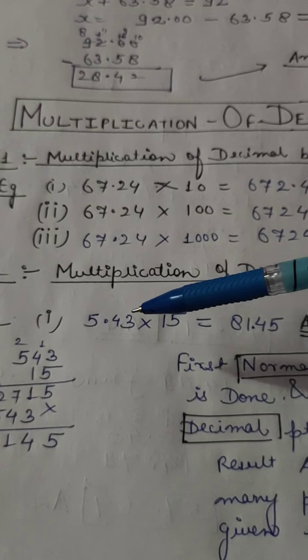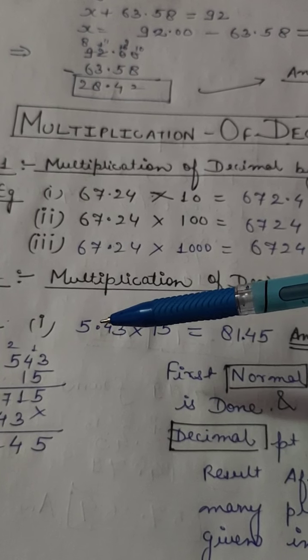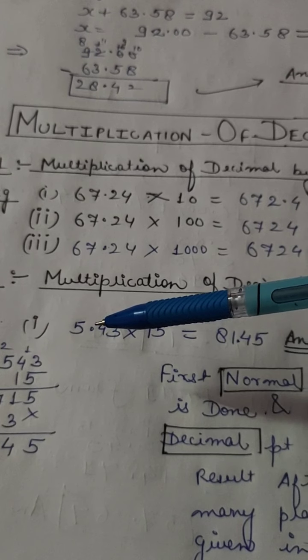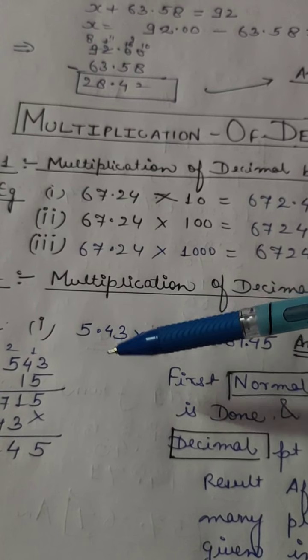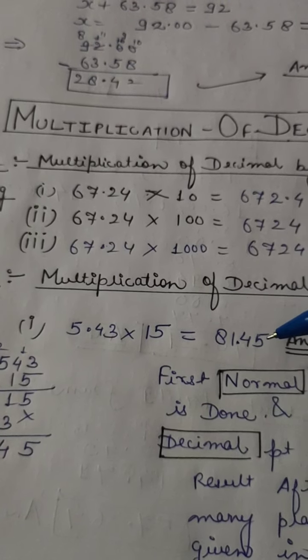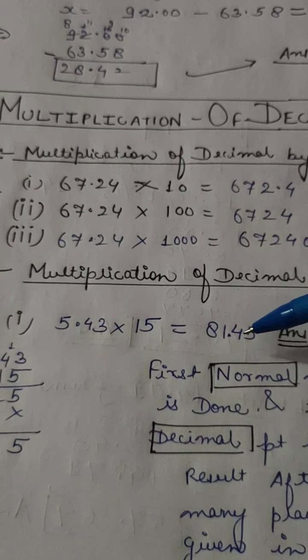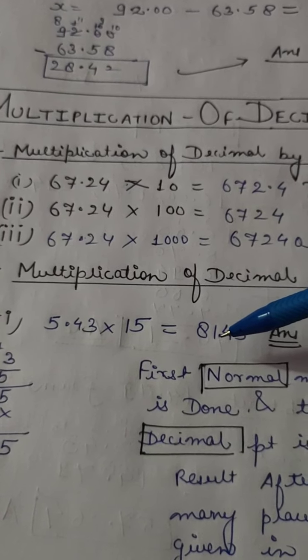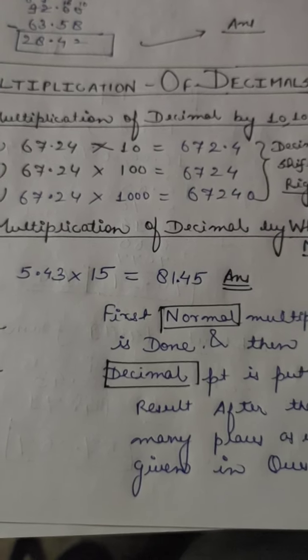where do you have to put this decimal point? So check, here the decimal point is present at this point, that is, after the decimal point we are having two decimal places. So from the right hand side count two decimal places, 1 and 2. Here you put the decimal point. So 81.45 is the required answer.